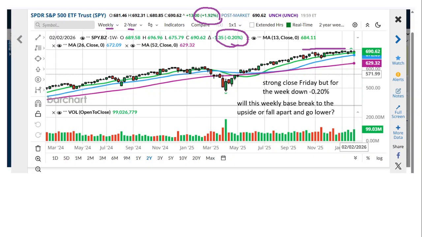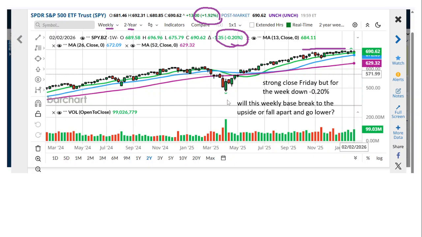This is a weekly chart of the same ETF, SPY. So in this, I'm just showing that we had a strong close Friday, but for the week, we were actually slightly down 0.20%. So you can see that here. Here's the weekly number, down 0.20, but on Friday it was up just under 2%, almost 2%. That's a really strong day for an index ETF. Anything over 1% is very strong.